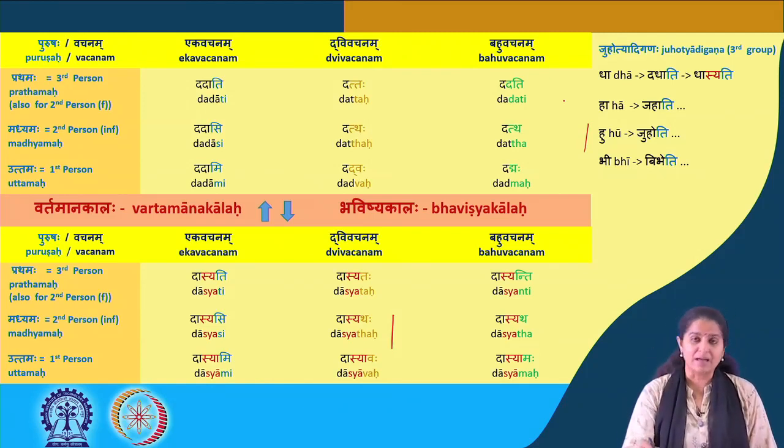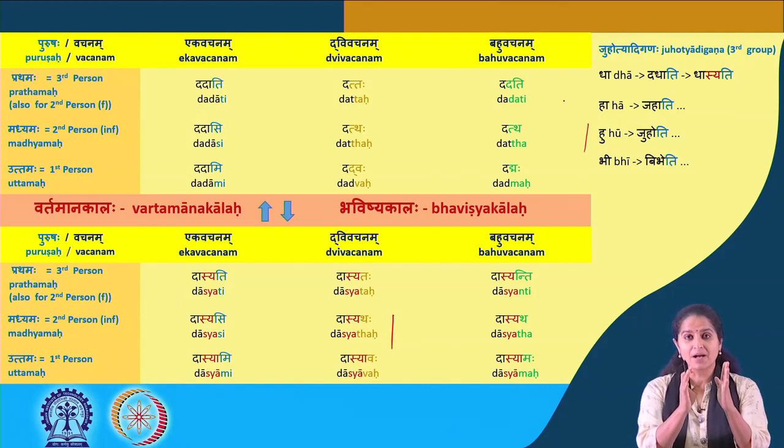Now a lot of verbs that I will be introducing to you are not necessarily something that you would need to memorize for this particular course, because they're quite tough and beyond the scope of the intermediate level. But I've just mentioned that to you so that you can start recognizing verb groups. And how do you recognize this group? Da becomes dadati, dha dadhati, hā jahāti, hu juhoti, bhī bibheti.